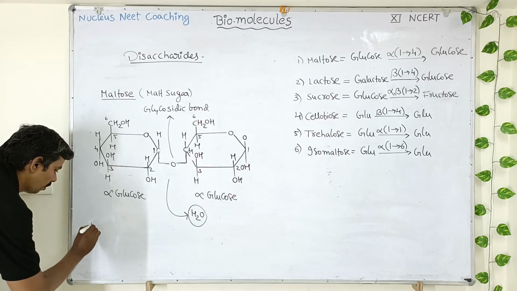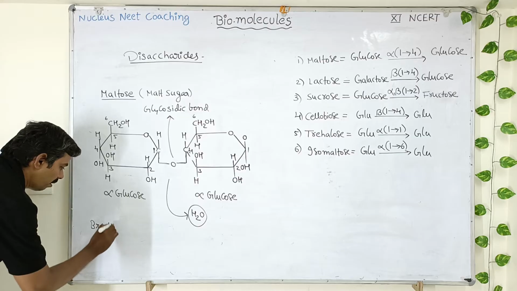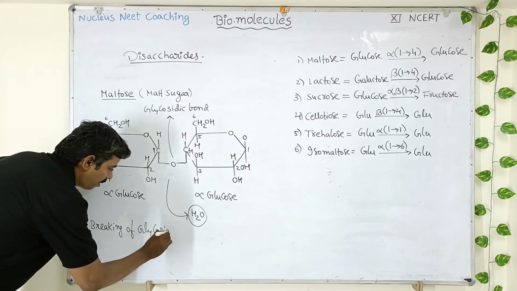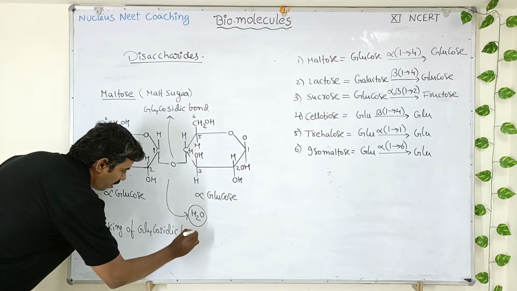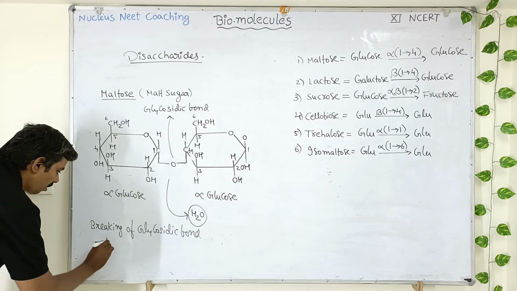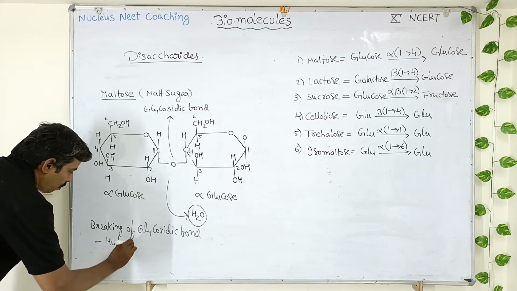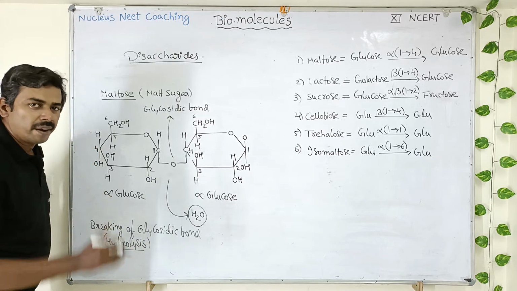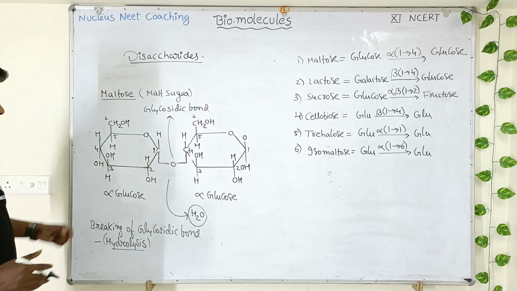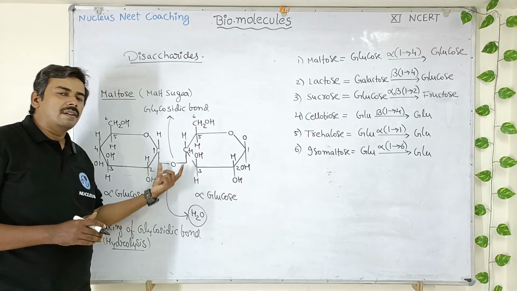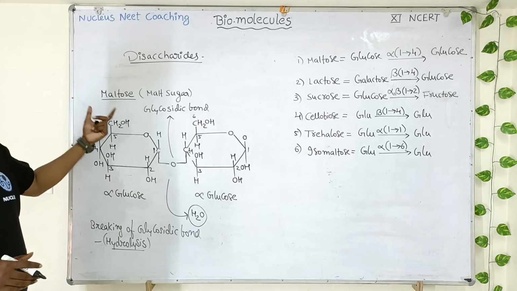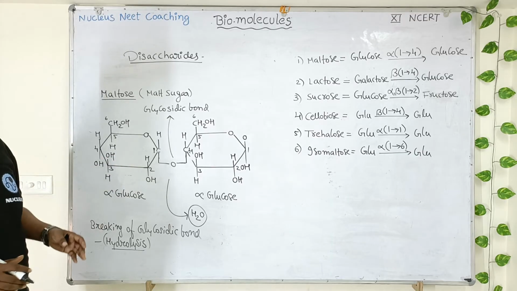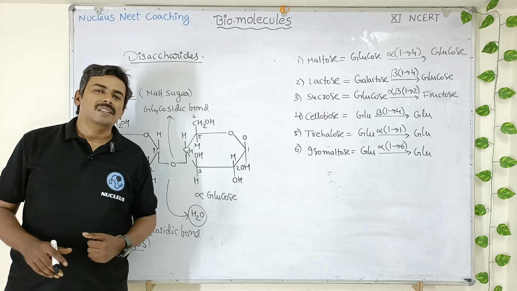So breaking of glycosidic bond is called hydrolysis. Okay, lysis means breakdown. So when water molecule is added, then only we can break the glycosidic bond. Hydrolysis of maltose yields which sugars? Can you tell, students? Hydrolysis of maltose yields 2 glucose sugars.